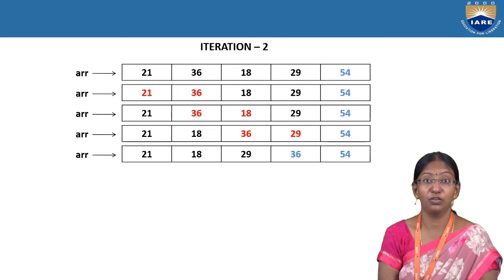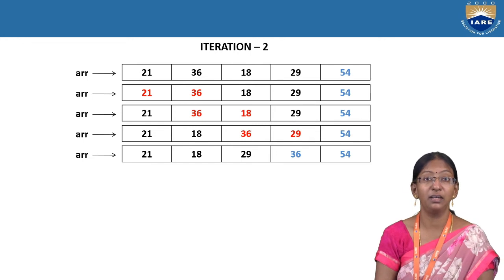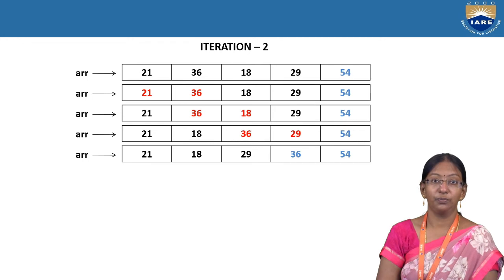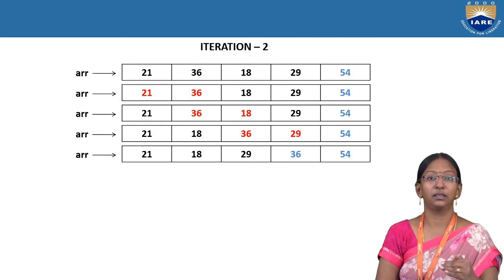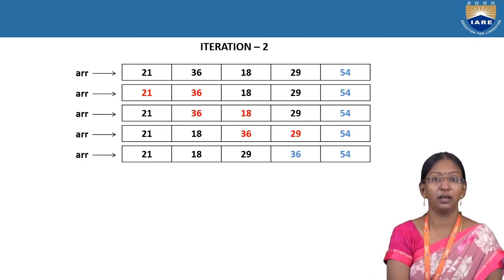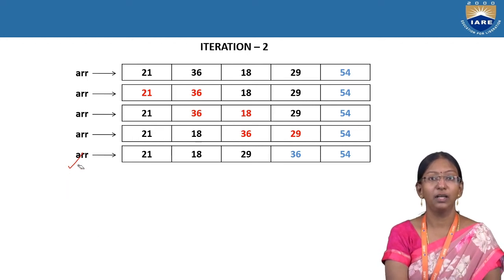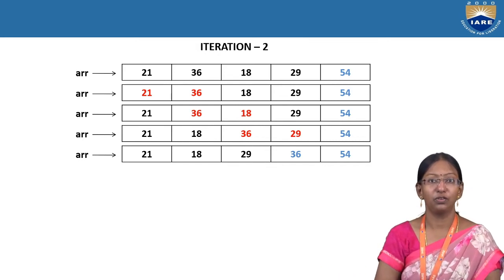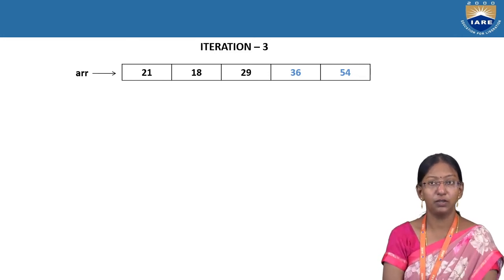So what is the success you got, ma'am, after iteration 2? We got the second largest element in the current list. Right? So now let's start iteration 3. What will be the input for your iteration 3? The current list. Where is the current list? The current list is the last one which we got. That will be the input for the next iteration, iteration 3. Have a look at the list: 21, 18, 29, 36 and 54.